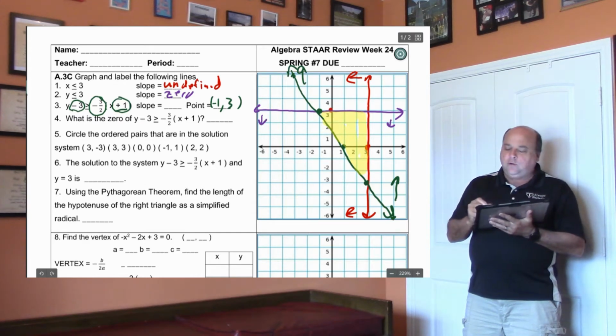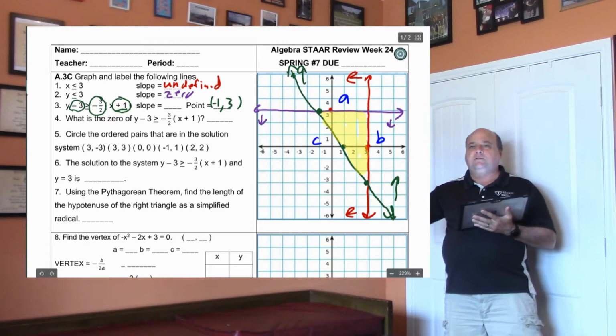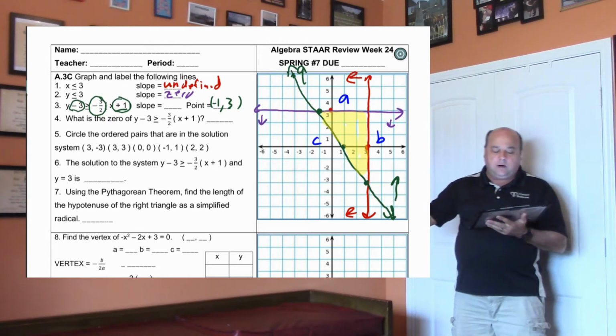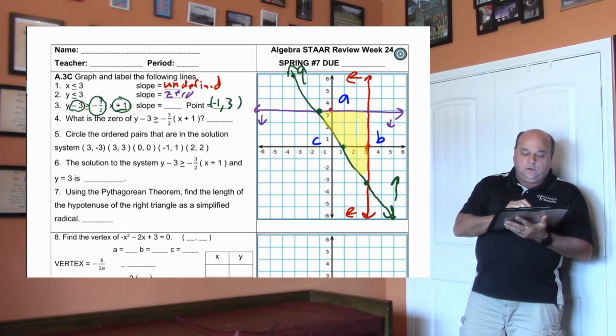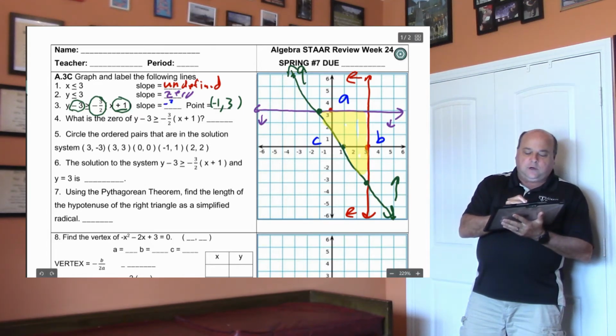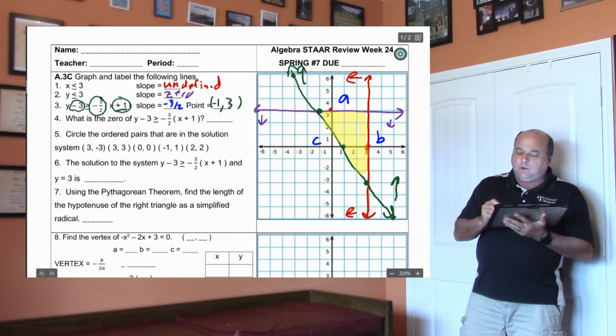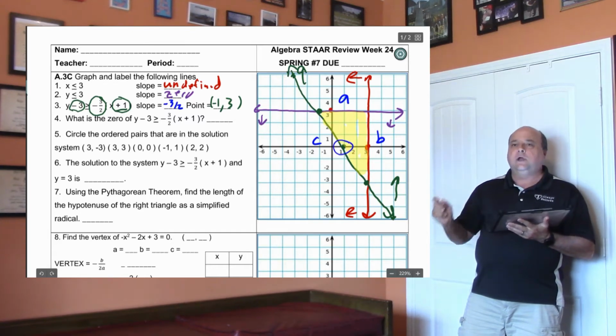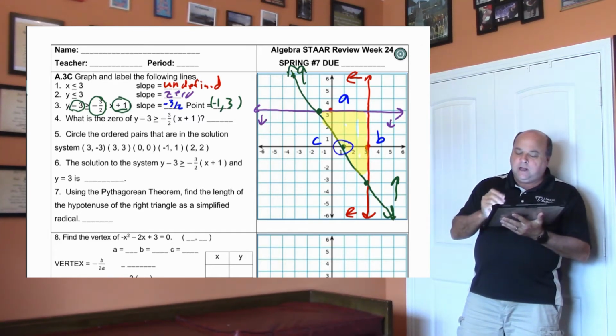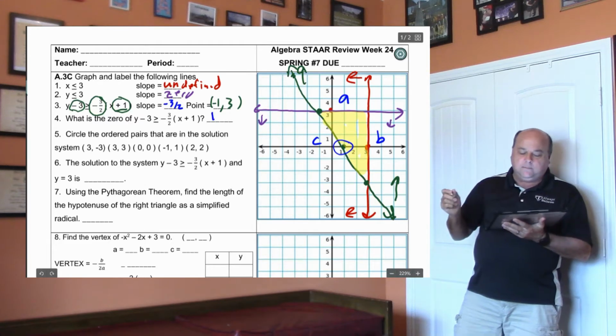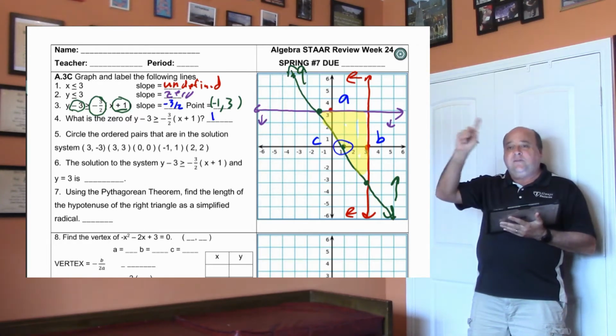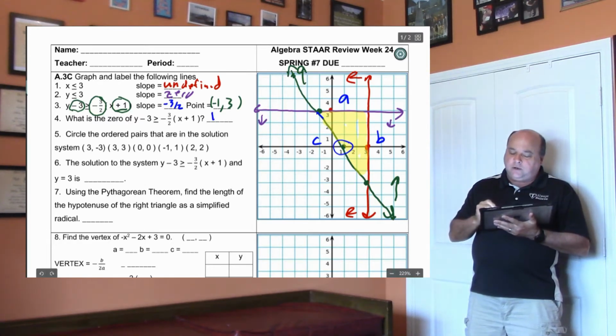Now then remember, you have A, B, and C. A squared plus B squared equals C squared, right? Well, first off, the slope is going to be negative 3 over 2, and the 0 is right here. The 0 is the x-intercept. Now then, I'm going to let you do number 5. Just circle the ordered pairs that are in the triangle or on the triangle.